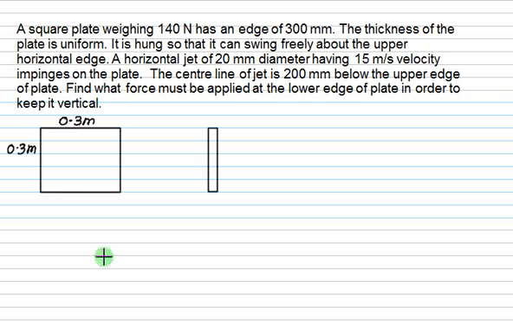So this one is the true shape and this one is edge view, and this plate is hinged at the top, that is along the hinge, and the jet is striking exactly at 200 mm. So this distance equals to what? 0.2 meter.